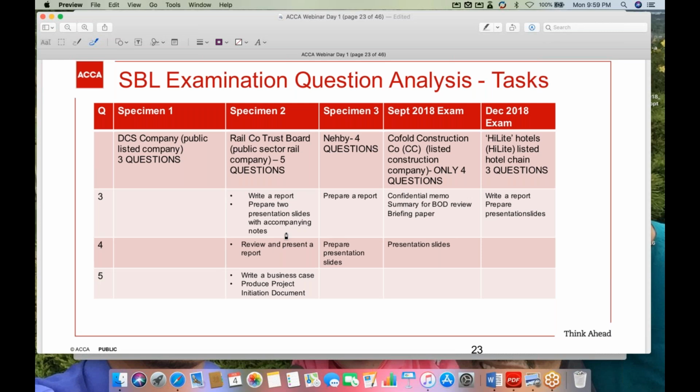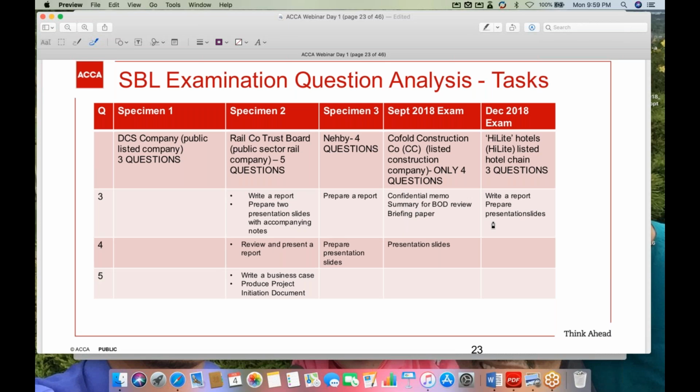Sometimes they call it what? Briefing notes. And then you'll have a confidential memo, okay? Sometimes you have to prepare a summary paper, and you have to prepare a briefing paper. Basically here you see it in September 2018, okay? Question number 3, there's a breakdown there that requires them to do several different tasks, all right?